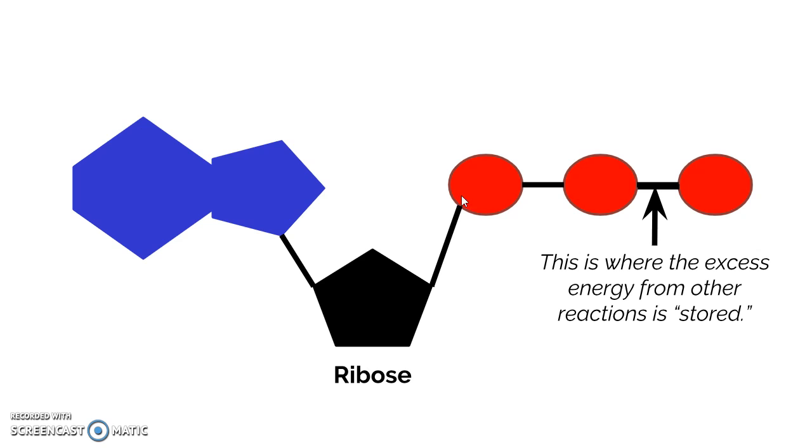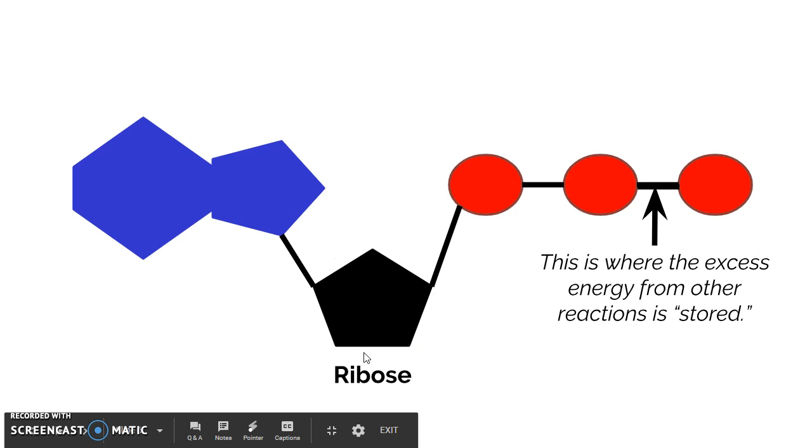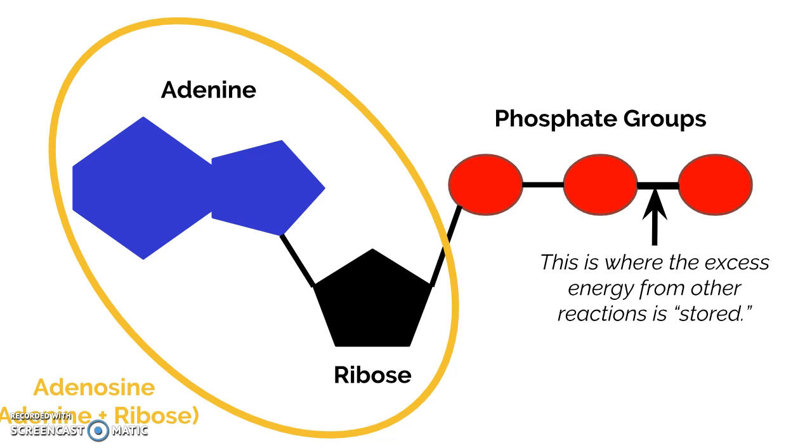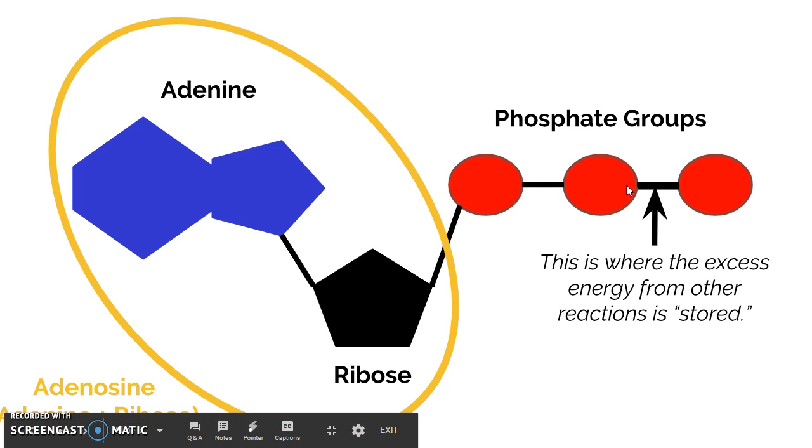The other parts of the molecule are indicated here in black. This represents a ribose molecule. It is a 5-carbon sugar, and it is bound to a double ring structure that is very nitrogen rich called adenine. It's a nitrogenous base. Together, when you bond a ribose and an adenine together, you get adenosine. So adenosine is going to be both the adenine and the ribose, and then we have these 3 phosphate groups. So that's your adenosine triphosphate.